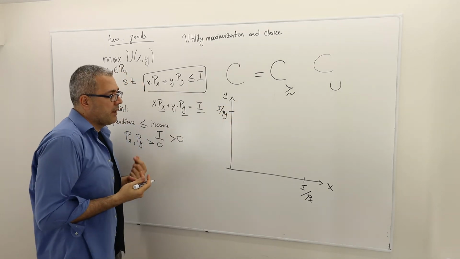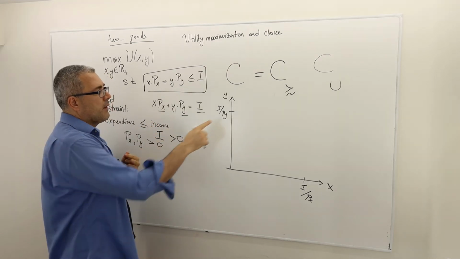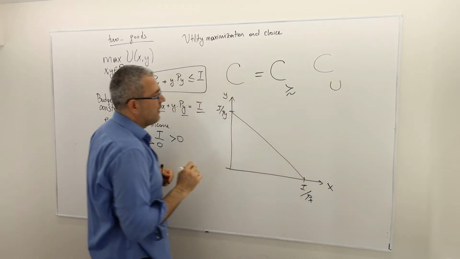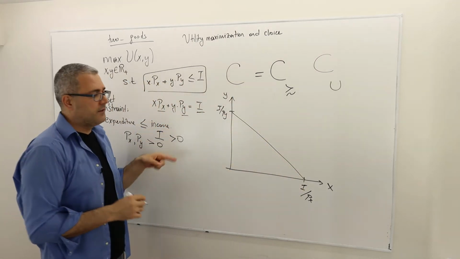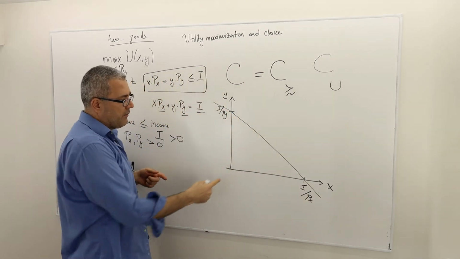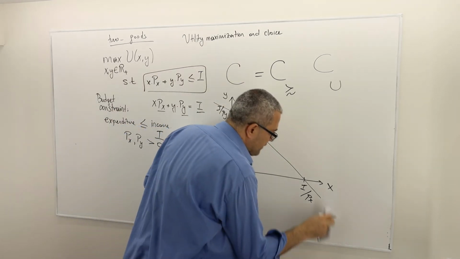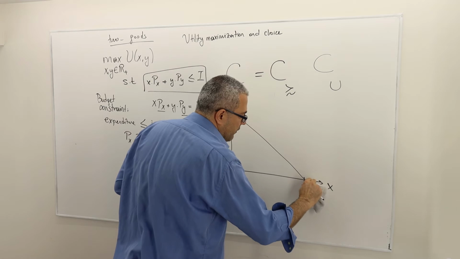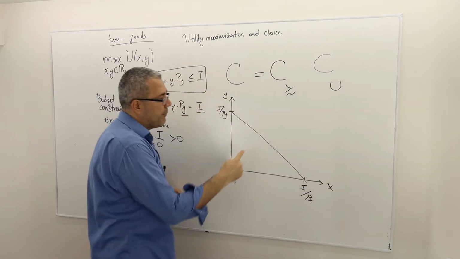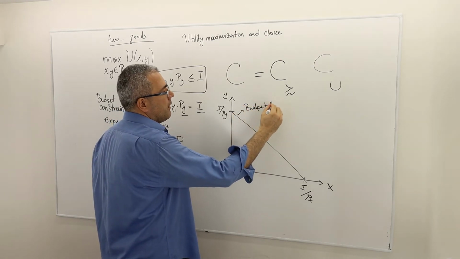Then this is a straight line, and this straight line must connect these two points. All the points on this line satisfy the equality. You don't really need to go below here or beyond here, because negative Y and negative X will never be in my choice set. So you don't need to worry about those parts. But this is exactly what the budget line is.